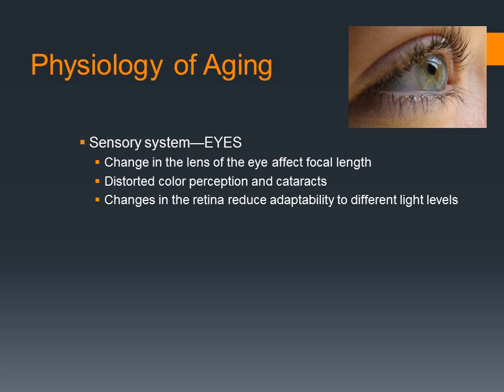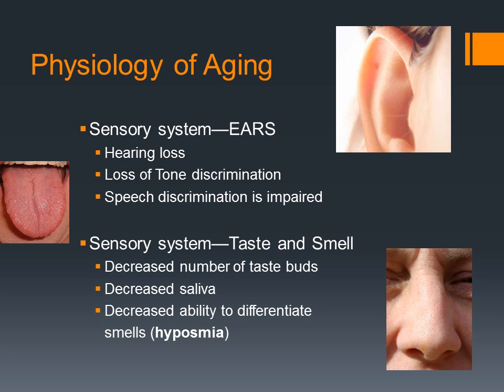Sensory system, like your eyes. Changes in the lens of the eye affect your focal length. Distorted color perception and cataracts. Changes in the retina reduce adaptability to different light levels. Sensory system, such as your ears: hearing loss, loss of tone discrimination, and speech discrimination is impaired.